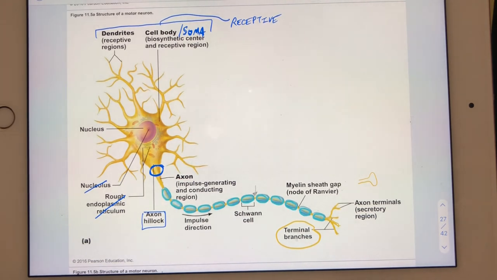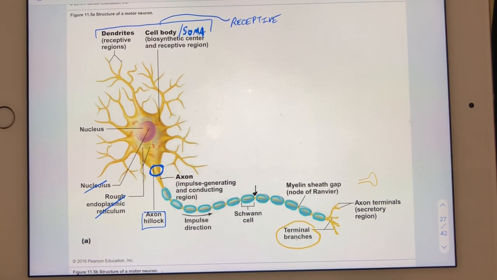And there's a little tiny gap, a little bit overemphasized here, in between adjacent Schwann cells. You could call it a myelin sheath gap, or most people are still calling it a node of Ranvier. Those are going to be important, just not right this second. Right now we're just learning the anatomy, not quite ready to learn the physiology. Soon enough, though.